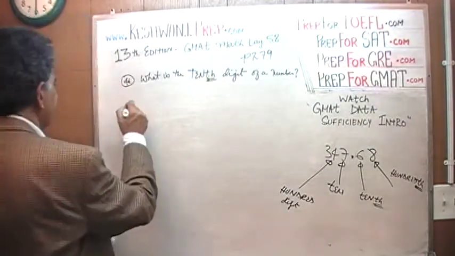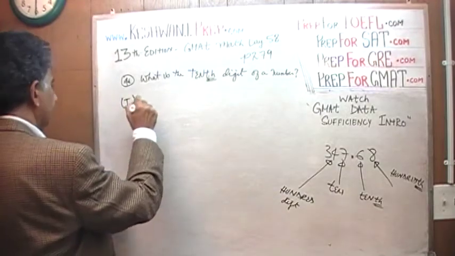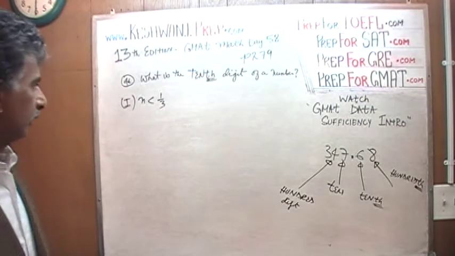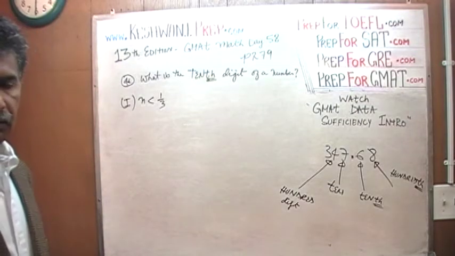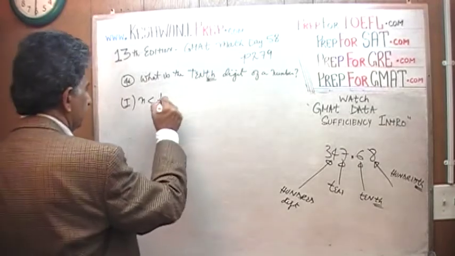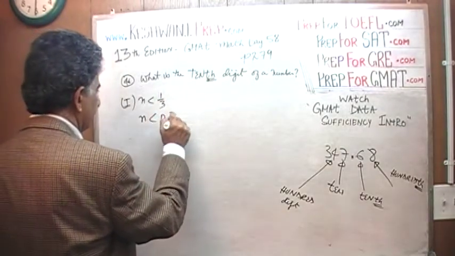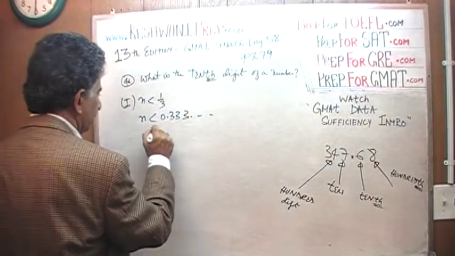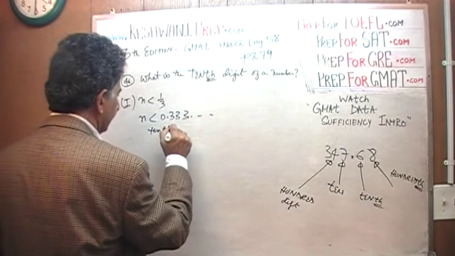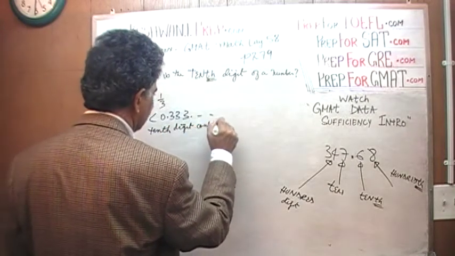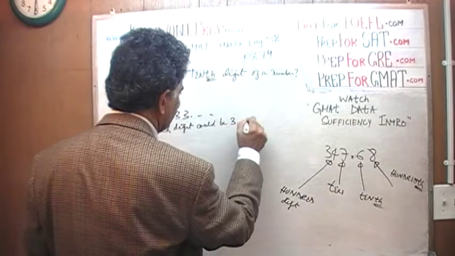The first statement tells us that n is less than 1/3. What would that do? Nothing at all. All we know is that it's less than 1/3, which means n is less than 0.3333, and the 10th digit could be 3 or 2 or 1.